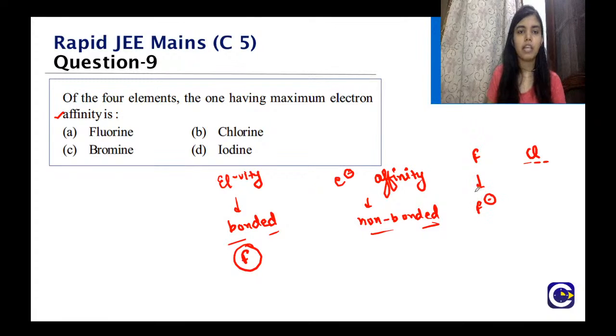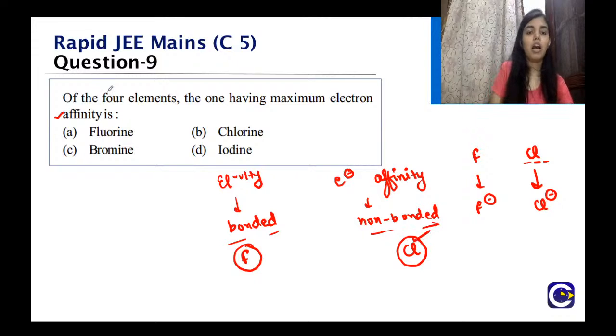Because of its smaller size, electron-electron repulsion takes place, and when the electron-electron repulsion takes place, it becomes unstable. While in chlorine, if it gains one electron, the electron-electron repulsion is not as much as compared to fluorine, because the size of chlorine is greater than that of fluorine. So electronegativity, fluorine is greater, and electron affinity, chlorine is greater. So of the 4 elements, the one having the maximum electron affinity is B, that is chlorine.